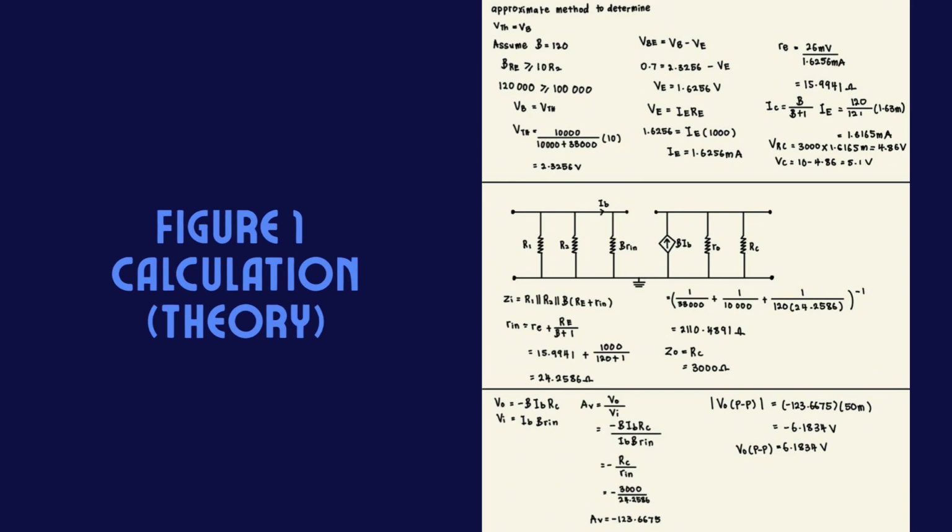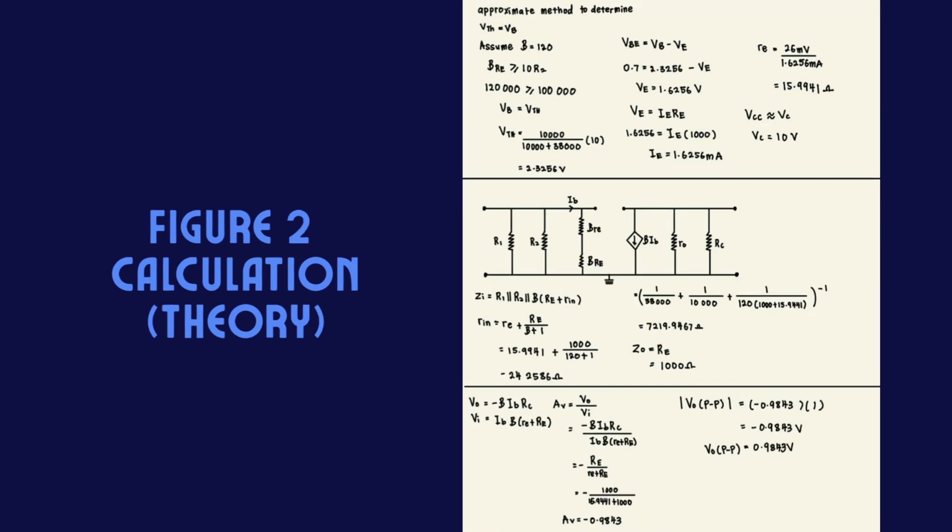So we can find the voltage gain, which is AV, equal to negative beta IB RC divided by IB beta R in. After we cancel out, we get negative RC over R in, and then the value of AV is negative 123.6675. And then we can find the value of V out, since we have the V in. So the value for V out is 6.1834 volt.